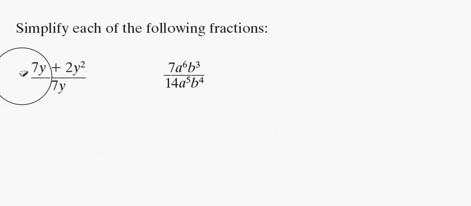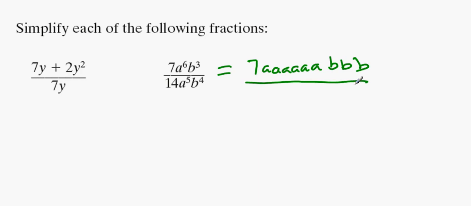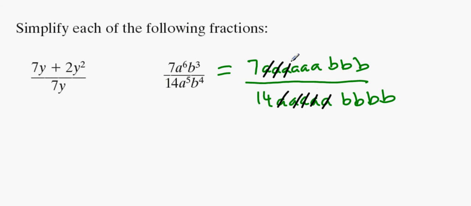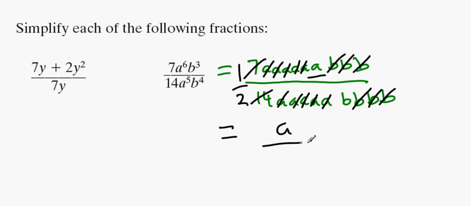We're going to count how many A's we have, all right? So we're going to have 7 A's, 6 A's, 3 B's, and basically on the bottom we're going to have 5 A's and 4 B's. All we got to do is just start knocking them off, okay, one at a time. So let's knock off 5 there, 1, 2, 3, 4, 5. Let's knock off 3 B's on top, which knocks off these 3 B's on the bottom. Divide 7 by 14 and you get a half. So the answer is going to be A, which is left on top, divided by 2B.